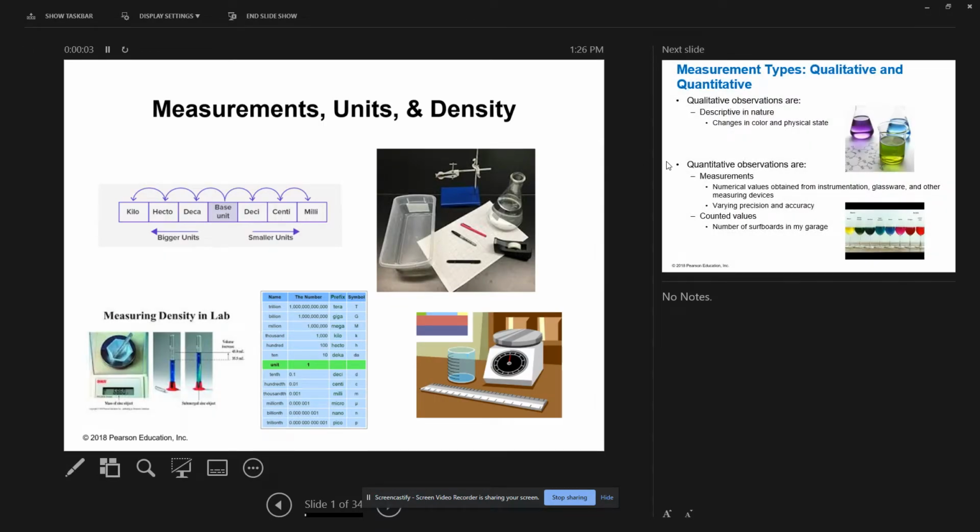Welcome to Chapter E. This chapter is sort of an introduction for what's coming ahead. It's some stuff that you should understand and know before we get into the bulk of this semester. In this chapter, we're going to talk about measurements, types of measurements, units, how to calculate density, and a couple more things. So, let's go ahead and start.